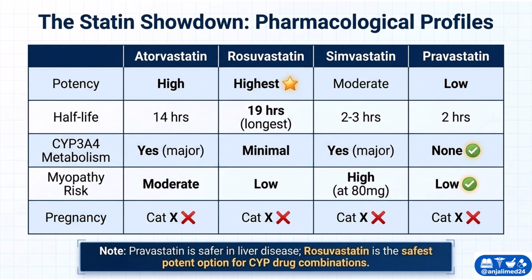Atorvastatin and simvastatin are heavily metabolized by CYP3A4, which means higher risk of drug interactions. Rosuvastatin has minimal involvement and pravastatin has none, making it a safer choice in patients on multiple drugs. Coming to myopathy risk, simvastatin, especially at higher doses, carries a higher risk, while rosuvastatin and pravastatin are relatively safer. And of course, all statins are contraindicated in pregnancy. Now, here's the quick clinical takeaway. Pravastatin is preferred in liver disease and rosuvastatin is your safest potent option when drug interactions are a concern.